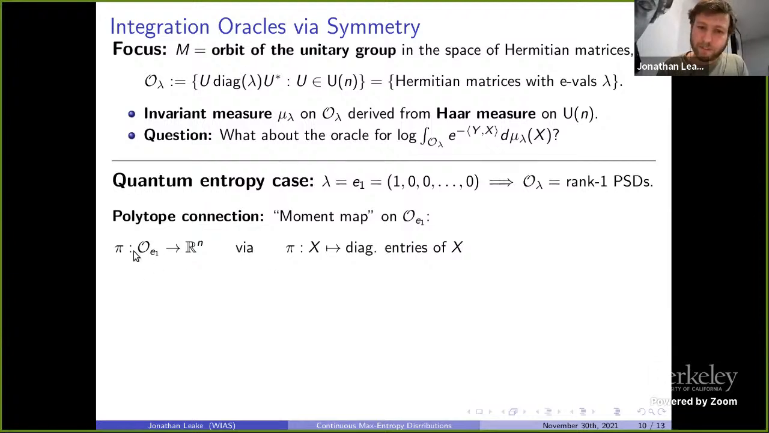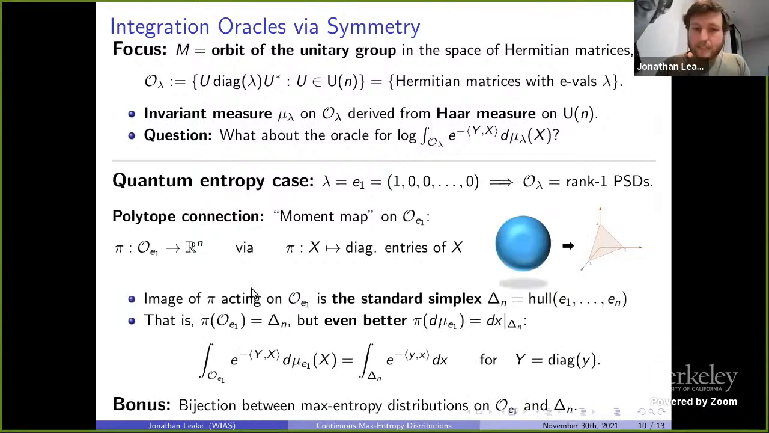We have a bunch of matrices. I'm going to get a map to Rn by just restricting to the diagonal. So I have this matrix, I just pick out the diagonal entries and make that a vector. That's going to be my map. And in this case, we get something very interesting when we do this. In fact, the image of this acting on this orbit is just the standard simplex.